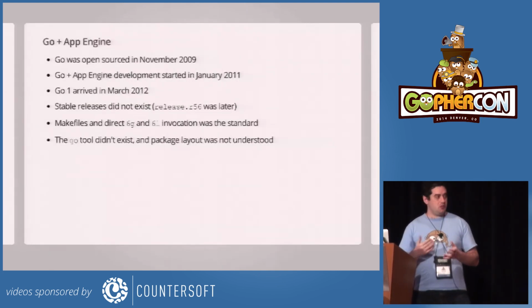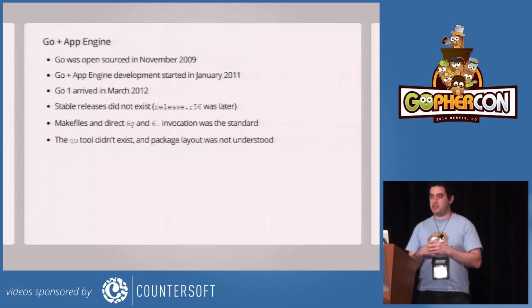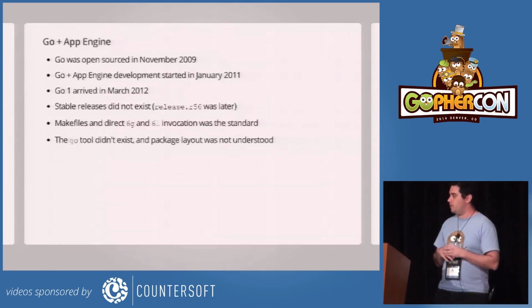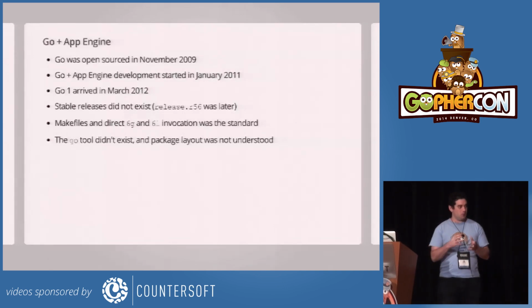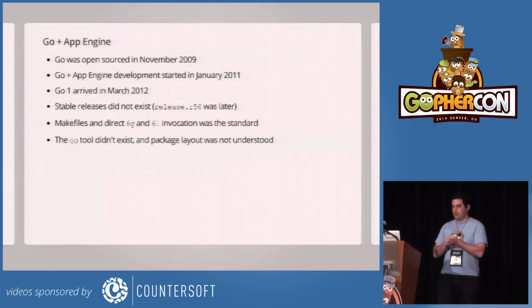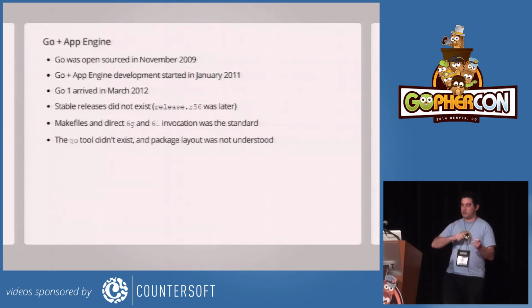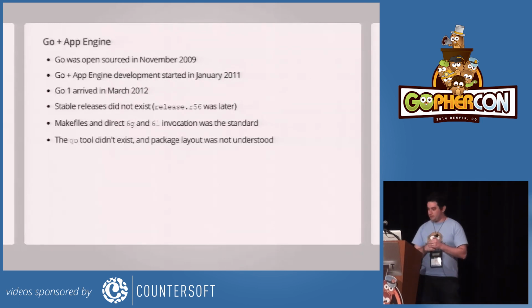So where Go on App Engine fits into Go's history, it started pretty early on. Go was open source and announced to the world late in 2009. Only a little after a year later, we started working on it. And Go 1, the stable release, arrived about a year after that. You'll notice there's a good overlap where we didn't have a stable version of Go to work with. That made things certainly interesting when we first started building it.